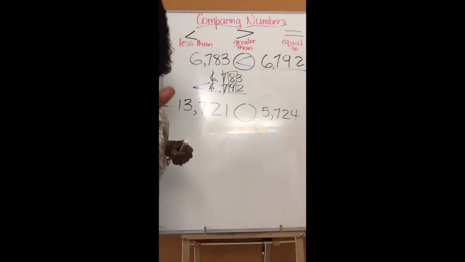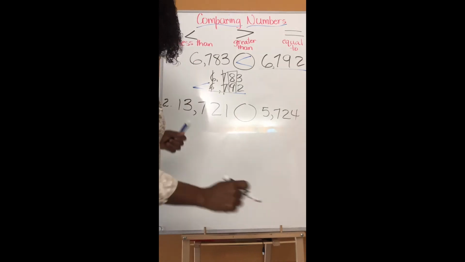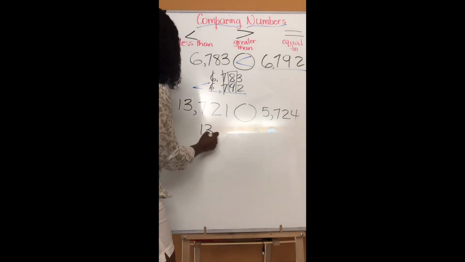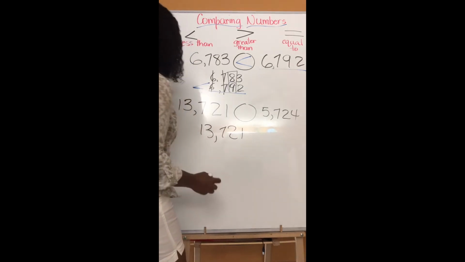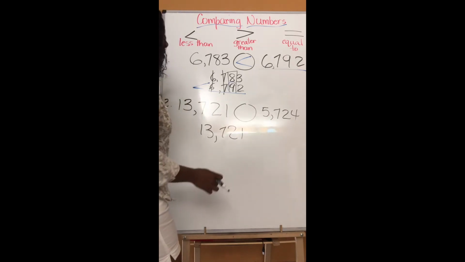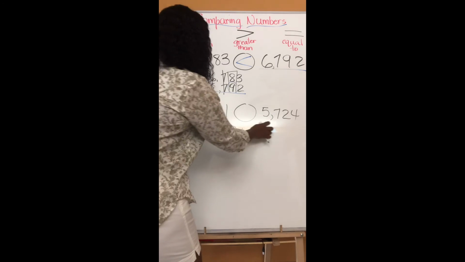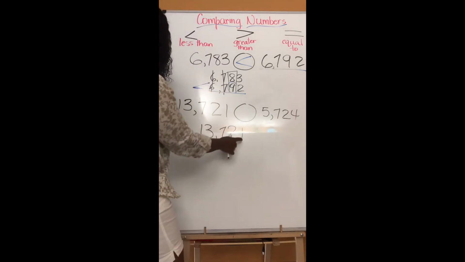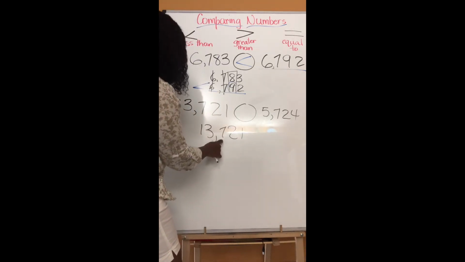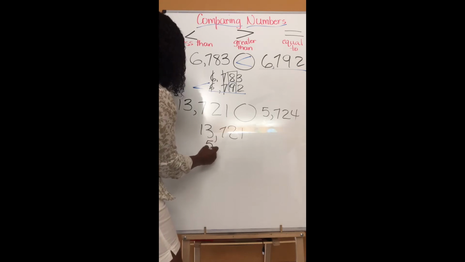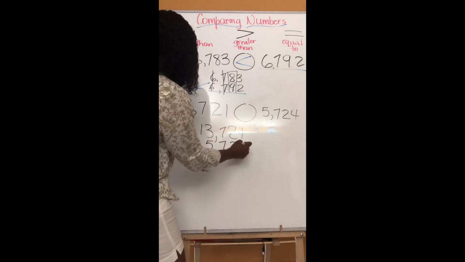All right, if you're not done, pause your video. Let's go. 13,721, and underneath that I'm going to write 5,724, but as I said, this is 4 digits, so I'm going to count 1, 2, 3, 4. So my 5 goes there, 7, 2, 4.